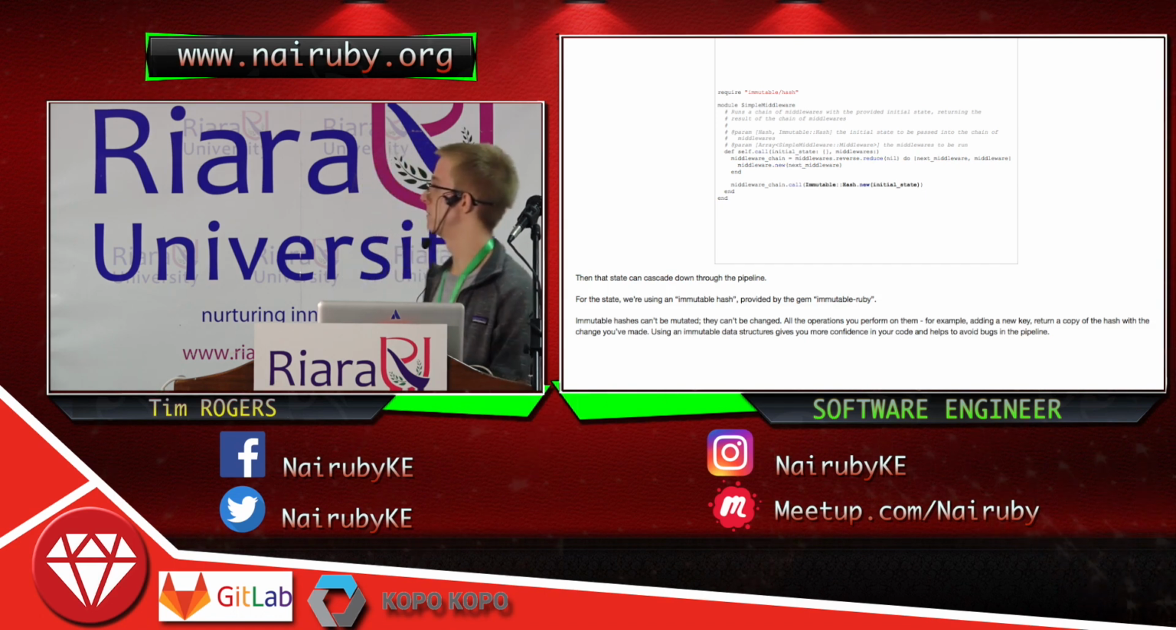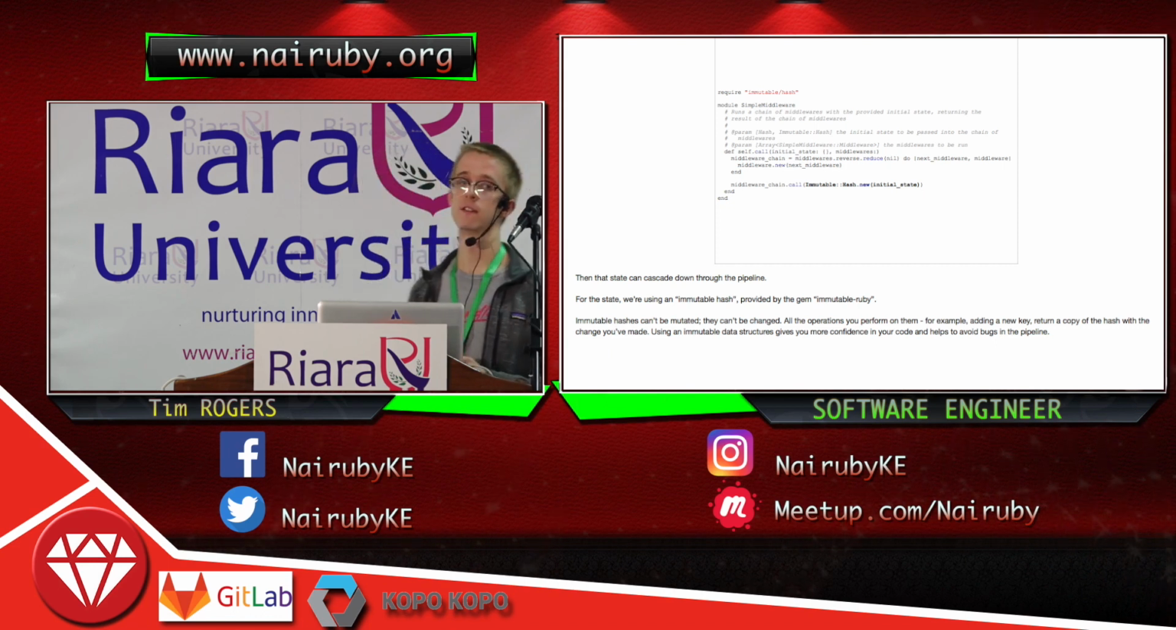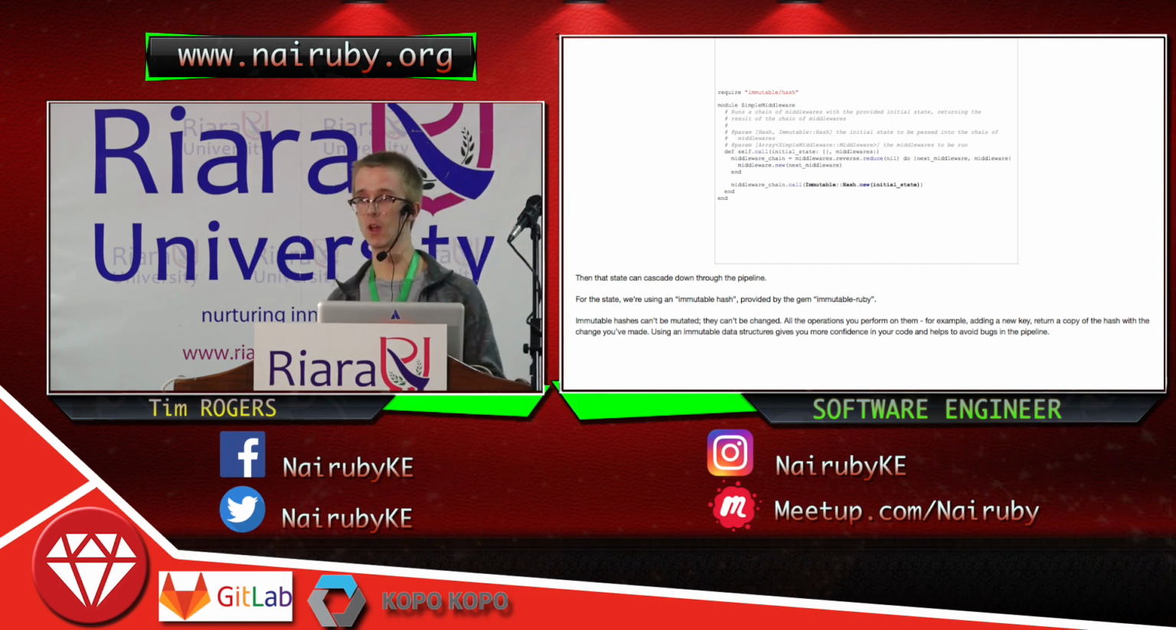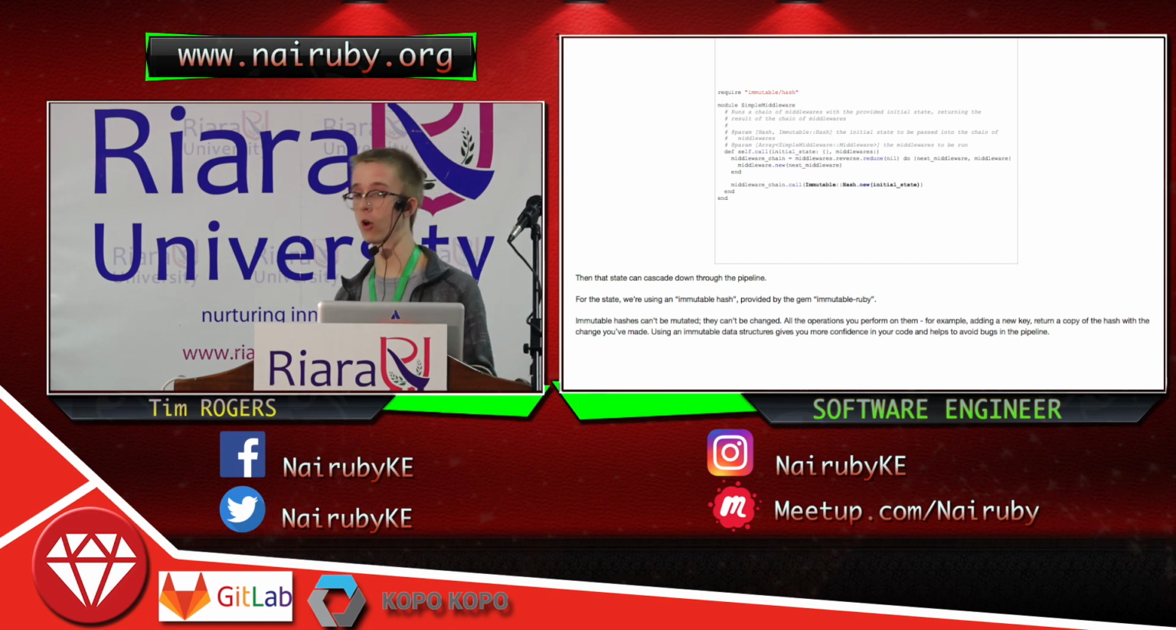For the state, I'm using an immutable hash here, provided by the gem immutable Ruby. Immutable hashes can't be mutated. That means they can't be changed. All the operations that you perform on them, for example, adding a new key or changing a value, return a copy of the hash with the change you've just made. Using an immutable data structure is really great as it gives you more confidence in your code and helps you to avoid bugs in your pipeline.